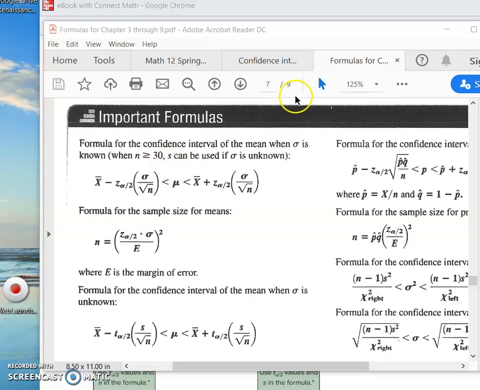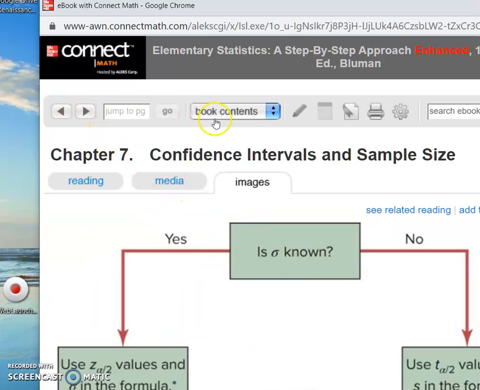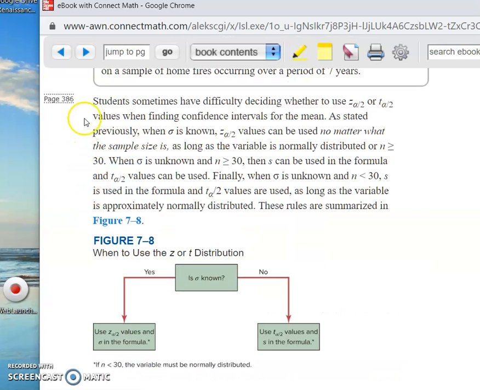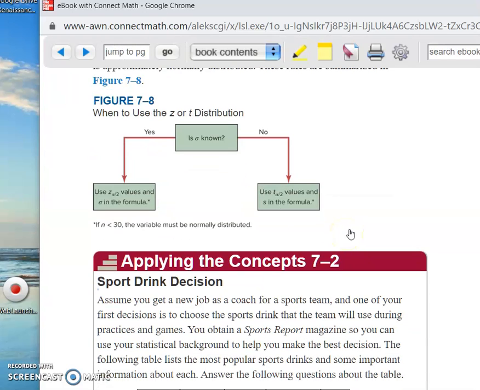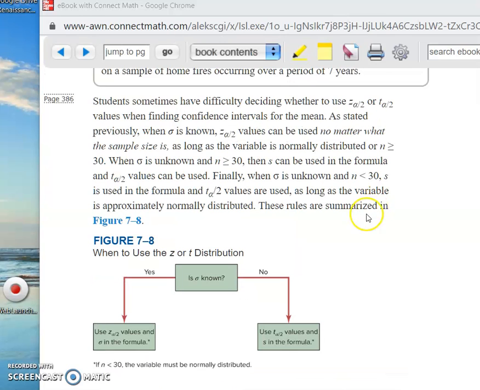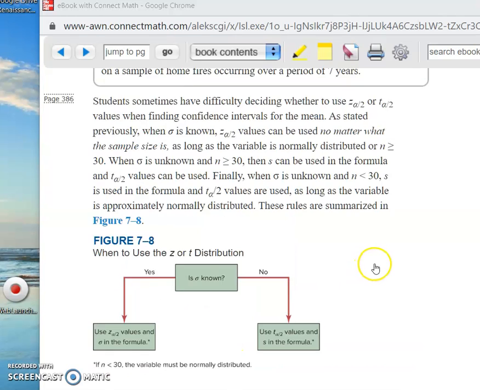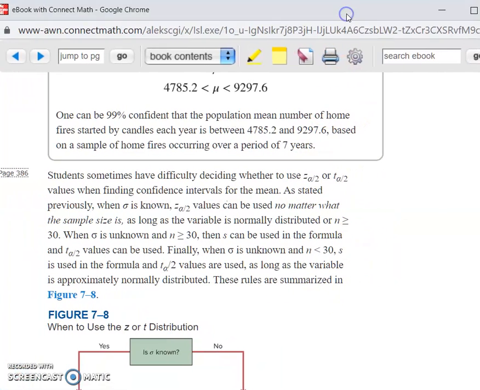The real discussion is in the textbook on page 386. Okay, it's right at the very end of section 7, whatever section this is. Okay, yeah, this is section 7-2. He has this little discussion here at the very end of 7.2, just before the applying the concepts. It's kind of confusing, and absolutely very confusing if you just look at the formula page that I gave you.